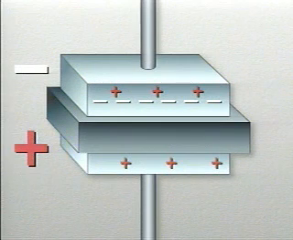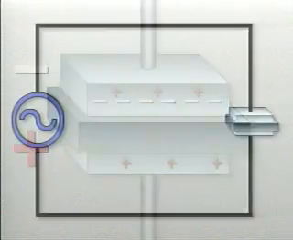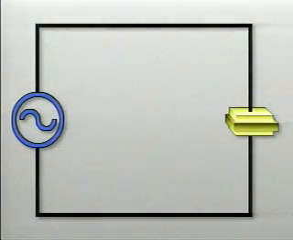As a result, a difference in potential develops across the capacitor's two plates. A difference in potential is voltage. So what happens is that a voltage builds up across the capacitor as the capacitor is charged. This voltage opposes the source voltage.